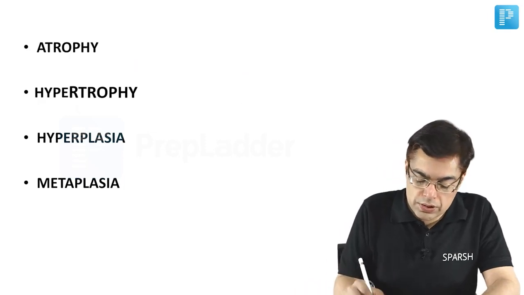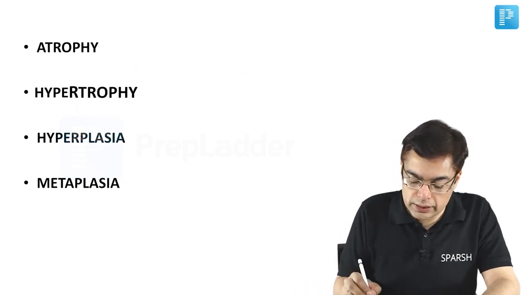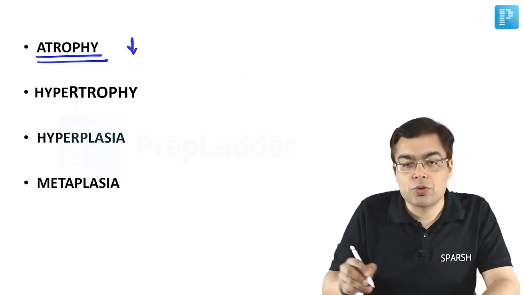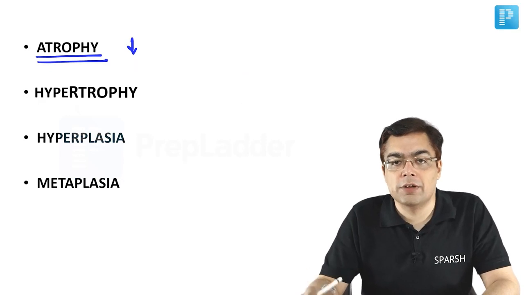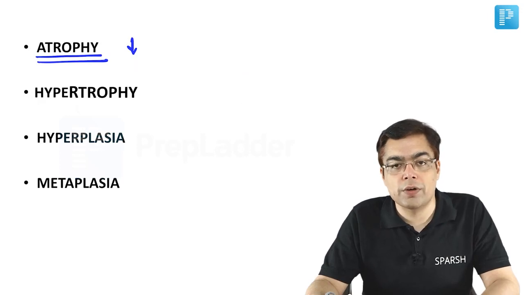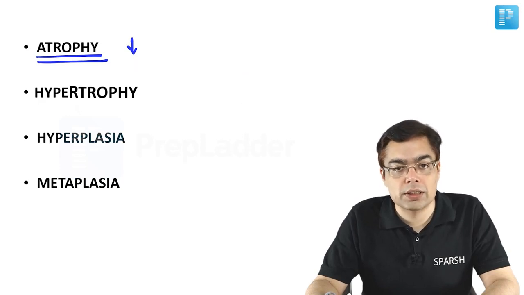Kicking off the discussion with atrophy. Atrophy is an example of an adaptation where there is a reduction in the size and function of the cell. So any reduction in the size and function of the cell is given the name of atrophy. In most situations, this can be because of denervation, or disuse atrophy, or a reduction in the blood supply, as we have talked about in so many examples.